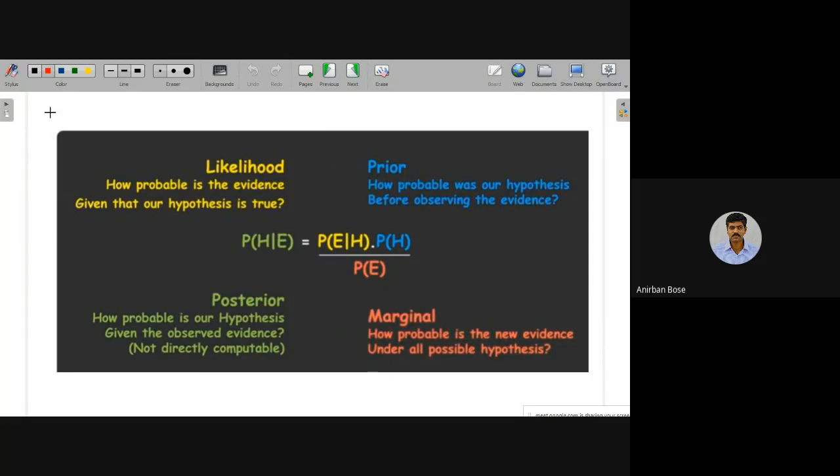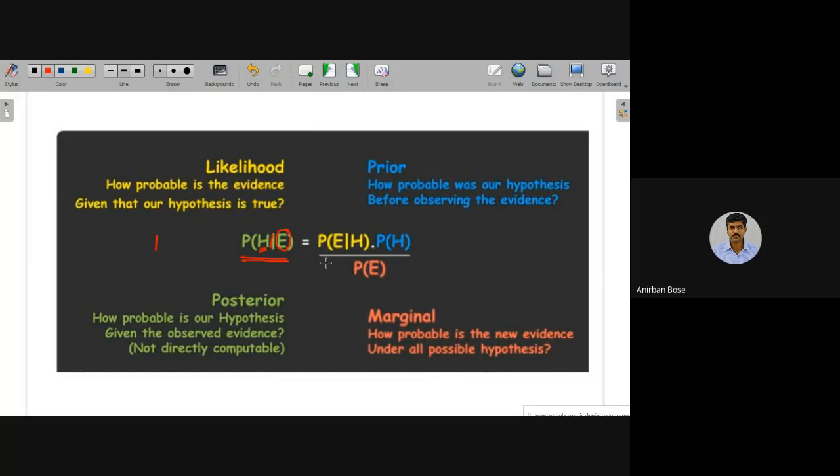So here you can see this particular term, which is also called the posterior. It is basically how probable is our hypothesis given the observed evidence. This particular symbol is called the given. That means we know that E has occurred, and then what is the probability that this hypothesis will take place. So the probability of the hypothesis given that evidence is there is basically the unknown, and we want to find this out using the Bayes theorem.